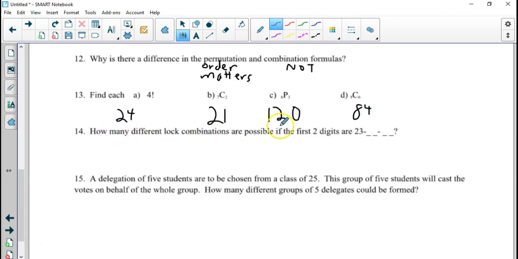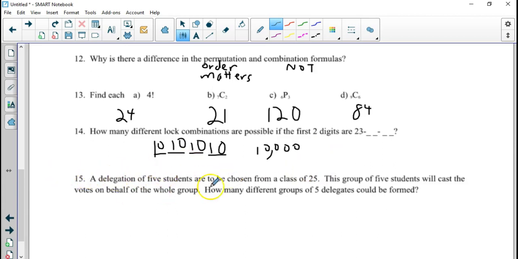Okay, how many different lock combinations are possible if the first 2 digits are 2, 3? Well, there's 4 slots left. It doesn't say anything about repetition. There's no limit on that. So basically there's 10 digits here, 0 to 9, 10 here, 10 here, and 10 here. So that's 10 to the 4th power, or 10,000. So basically 100, 1,000, 10,000.